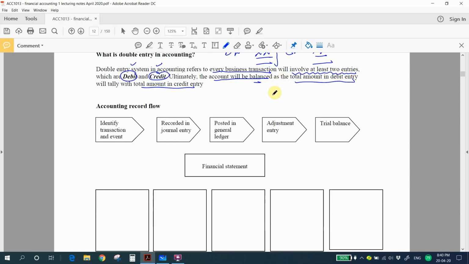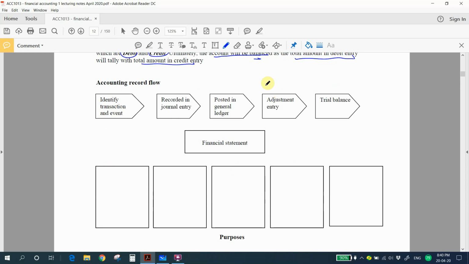So let's take a look at the accounting record flow. This explains how we prepare the financial statement. The first step you have to do is identify transactions and events. You have to identify whether this transaction belongs to the company and how you record. Next, after you identify the transaction and event, you are able to record it in a journal entry. This journal entry will be posted in the general ledger. And lastly, we will pass some adjustment entries and we will get the trial balance.